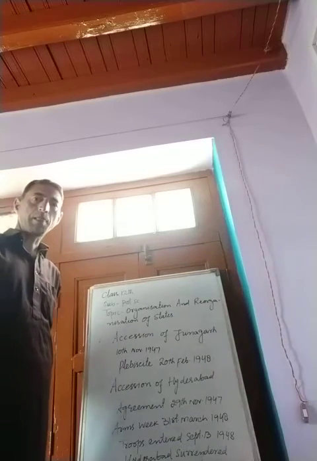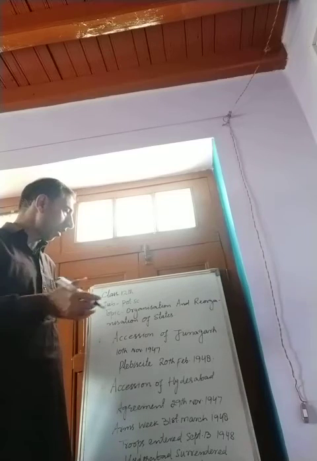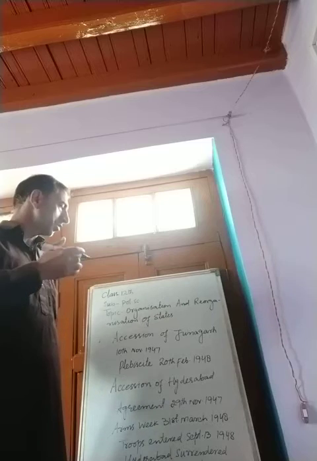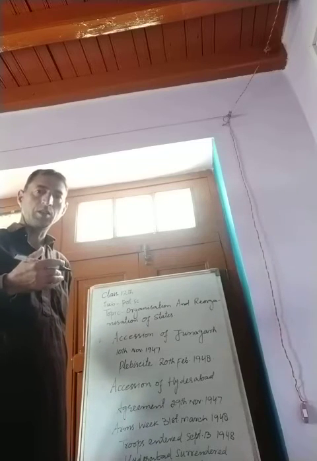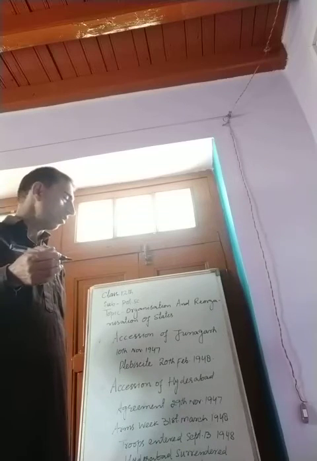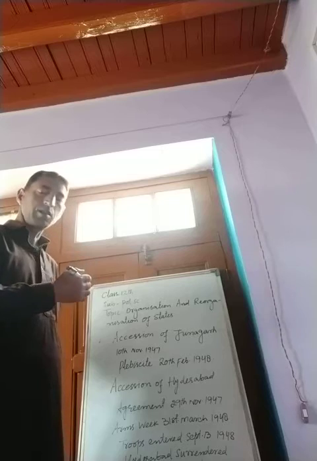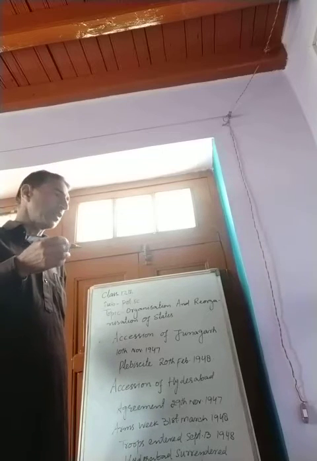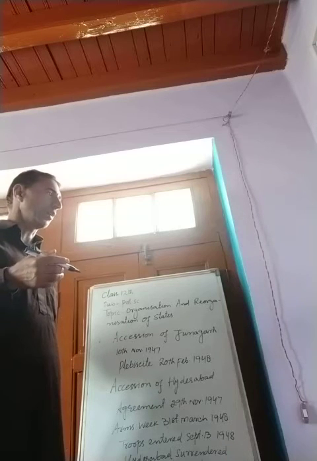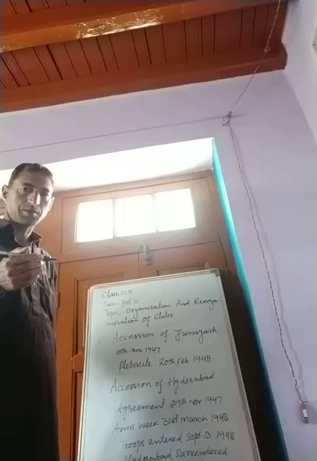Junagadh was a princely state. The Nawab, or the ruler of Junagadh, was a Muslim who voted in favor of Pakistan. But the majority of the people of Junagadh were Hindus. They revolted against their Muslim ruler, and he was forced to flee to Karachi.